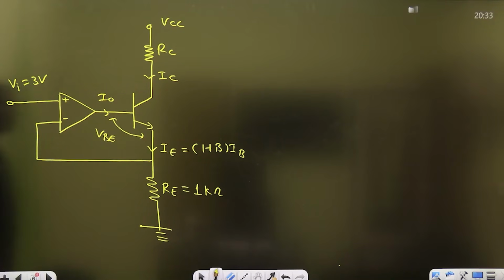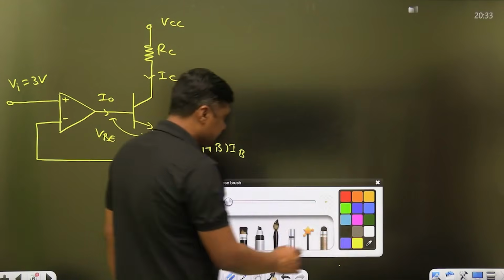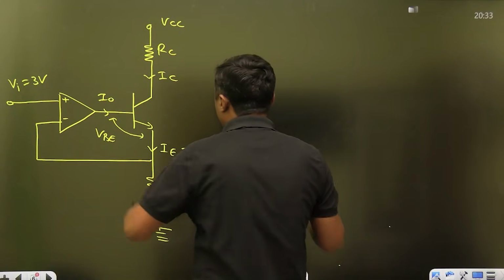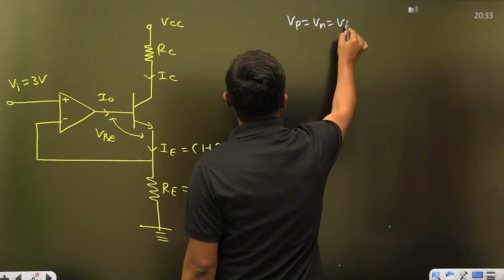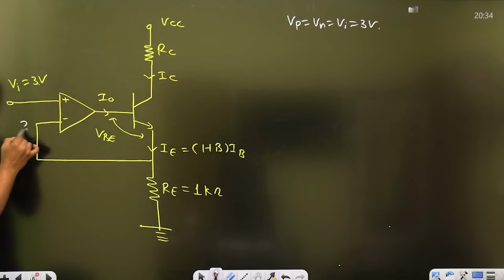This value is what? VBE. This is the 2 kilo ohm resistor. Now, watch this. First of all, according to the virtual short concept, Vp is equal to Vn is equal to Vi is equal to what? 3 volt. The voltage at this point is 3 volt because it is the ideal operational amplifier.